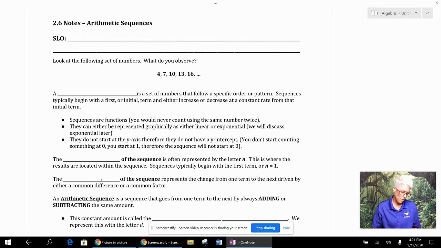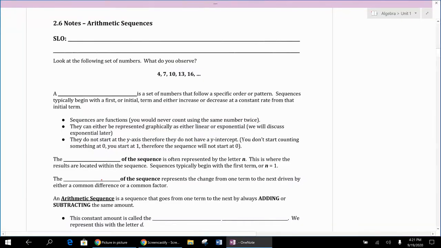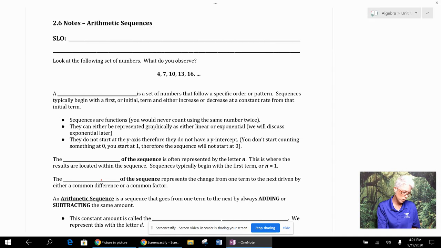First off, I want you to look at this set of numbers right here. Before I do anything, I want you to just think about the pattern that you see. We're going to revisit that in just a moment.